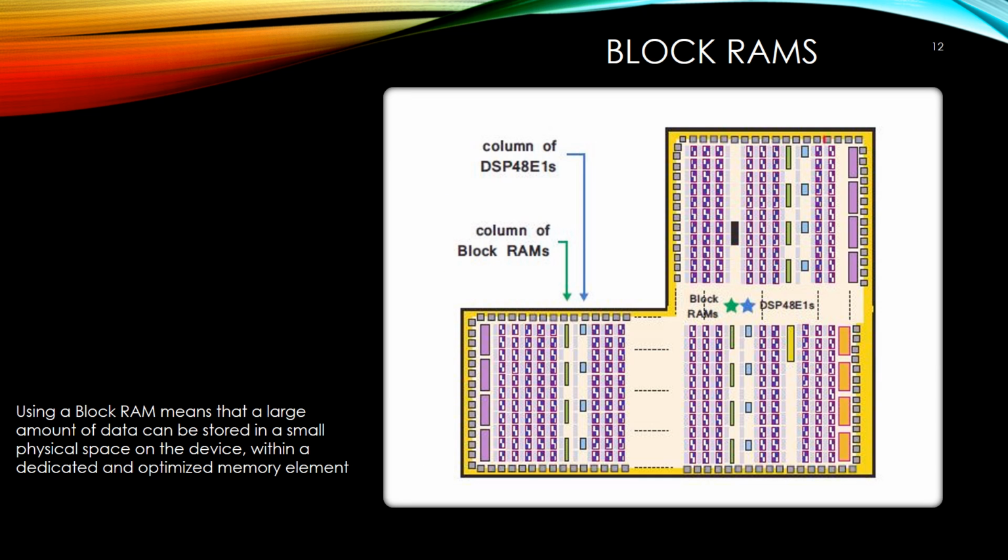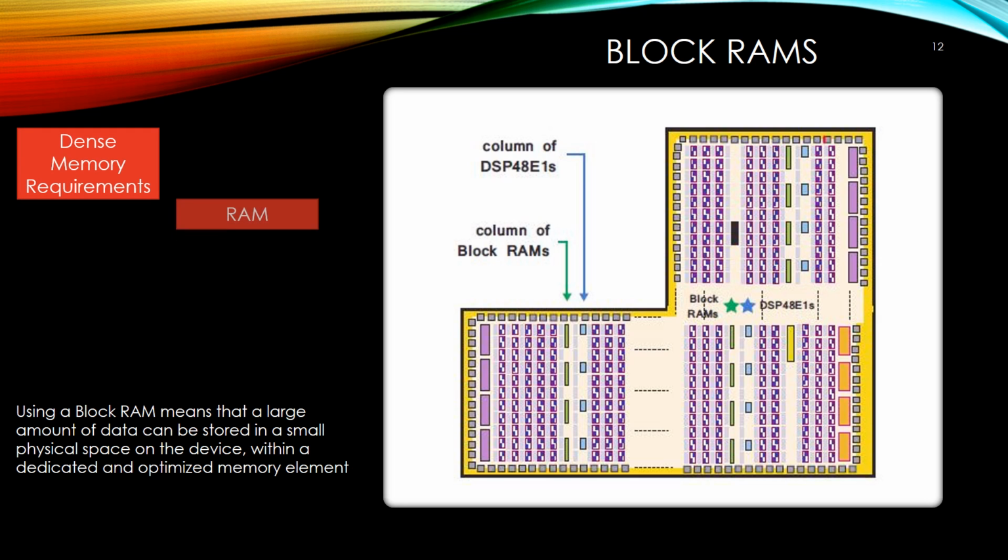There are 2 special purpose components, block RAMs for dense memory requirements and DSP48E1 slices for high-speed arithmetic. The block RAMs can implement random access memory, read-only memory, and first-in first-out buffers while also supporting error-correction encoding. Using a block RAM means that a large amount of data can be stored in a physically small size on a device within a dedicated and optimized memory element.